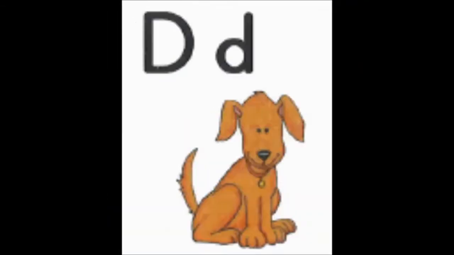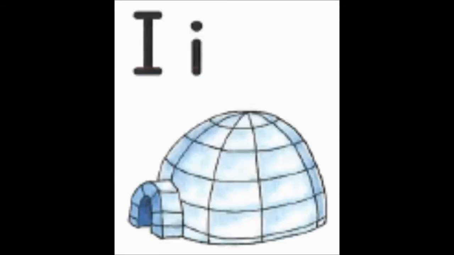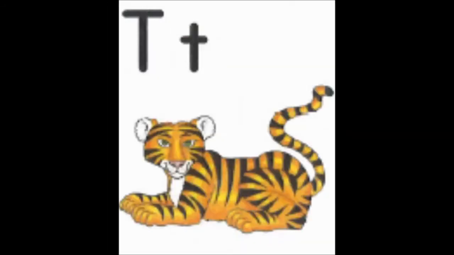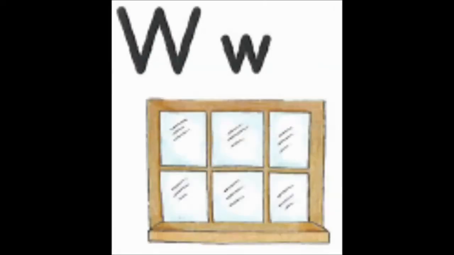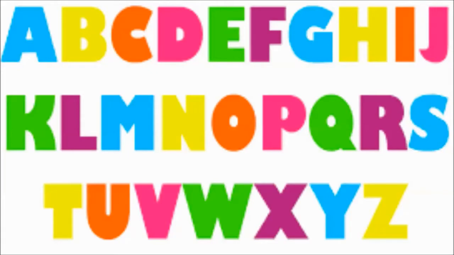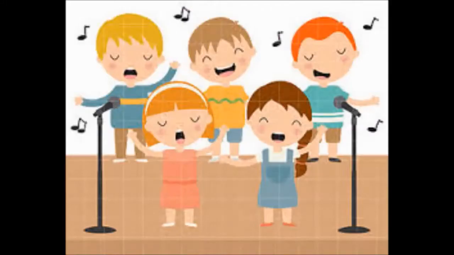A, B, C, D, E, F, G, H, I, J, K, L, M, N, O, P, Q, R, S, T, U, V, W, X, Y, and Z. Now I know my ABCs, that's the alphabet symphony. That's the alphabet symphony.